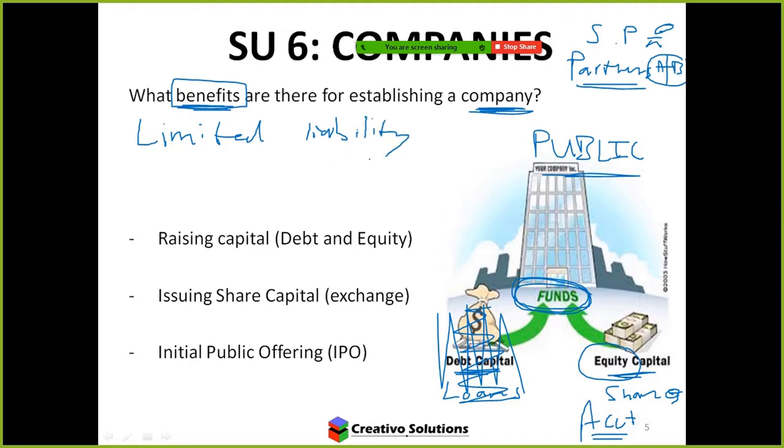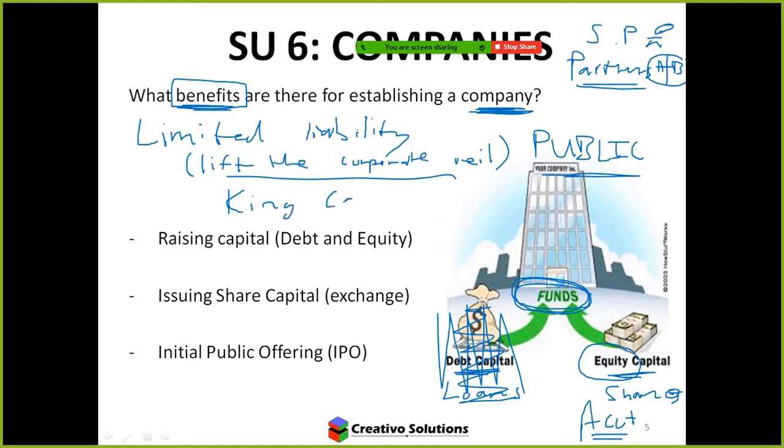So when companies are registered, in the eyes of the law, they have something called lifting the corporate veil. Okay, and that's to prevent fraud and corruption. Just because you're a director or a shareholder of a company doesn't mean you can commit fraud and corruption in the company, because those companies can still be held accountable because of other forms of legislation, including the King Code of Corporate Governance and that type of thing.